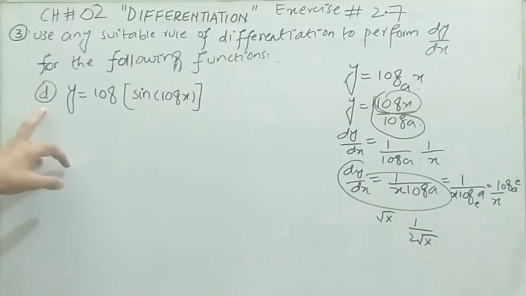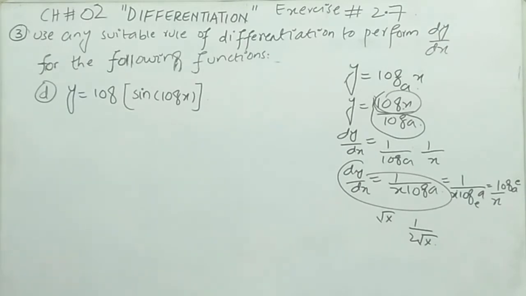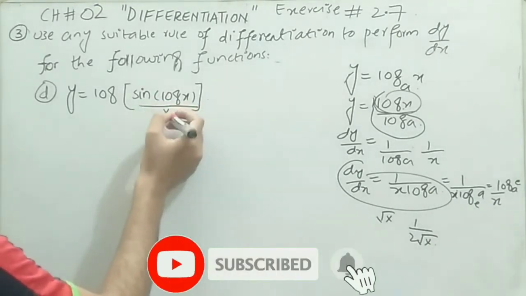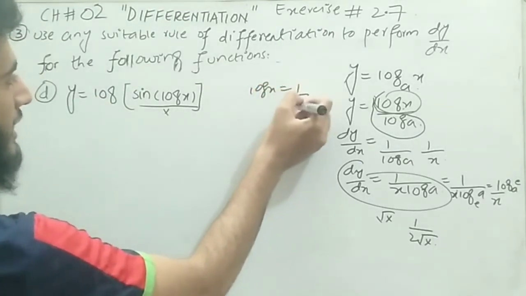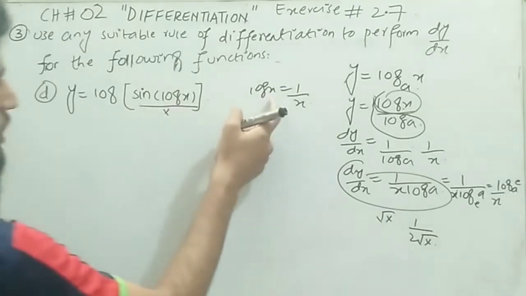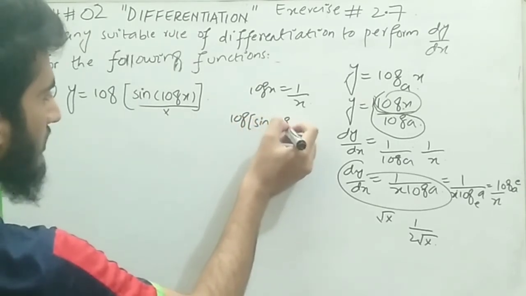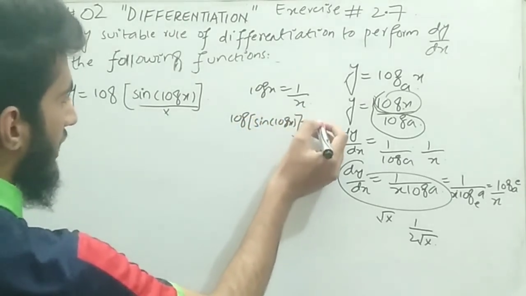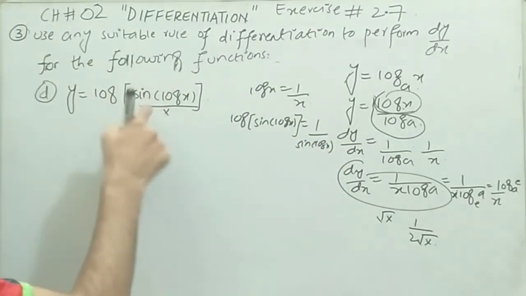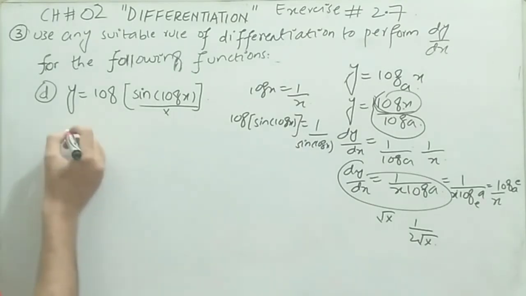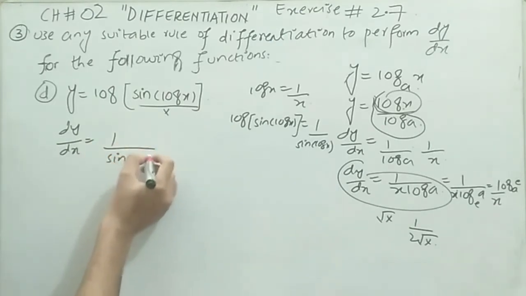Now move toward part number D. It tells that y is equal to log of sine of log of x. So how can we differentiate this type of function? Let's suppose if we consider this is x. So you know that the derivative of log of x is always equal to 1 over x. But over here the x is actually sine log x. So replace x with sine log x, so it becomes log of sine of log of x. So it means the derivative of log of this function is 1 over sine of log x. So dy by dx will be 1 over sine of log of x.